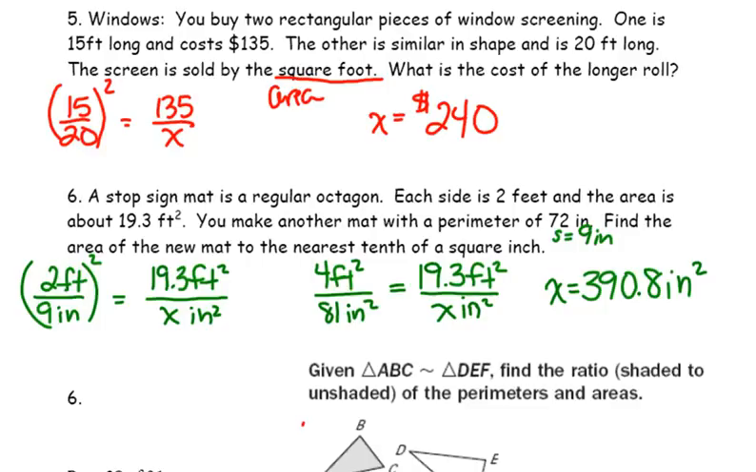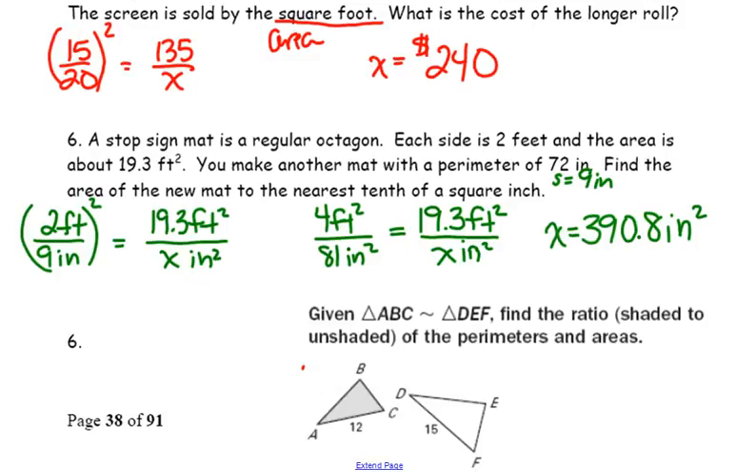All right, moving on to the next question. So we are given that triangle ABC is similar to triangle DEF, and we need to find the ratio, shaded to unshaded, of the perimeters and the areas. You know what? This is very straightforward. I'm going to ask you the answer to this question in the notes check.